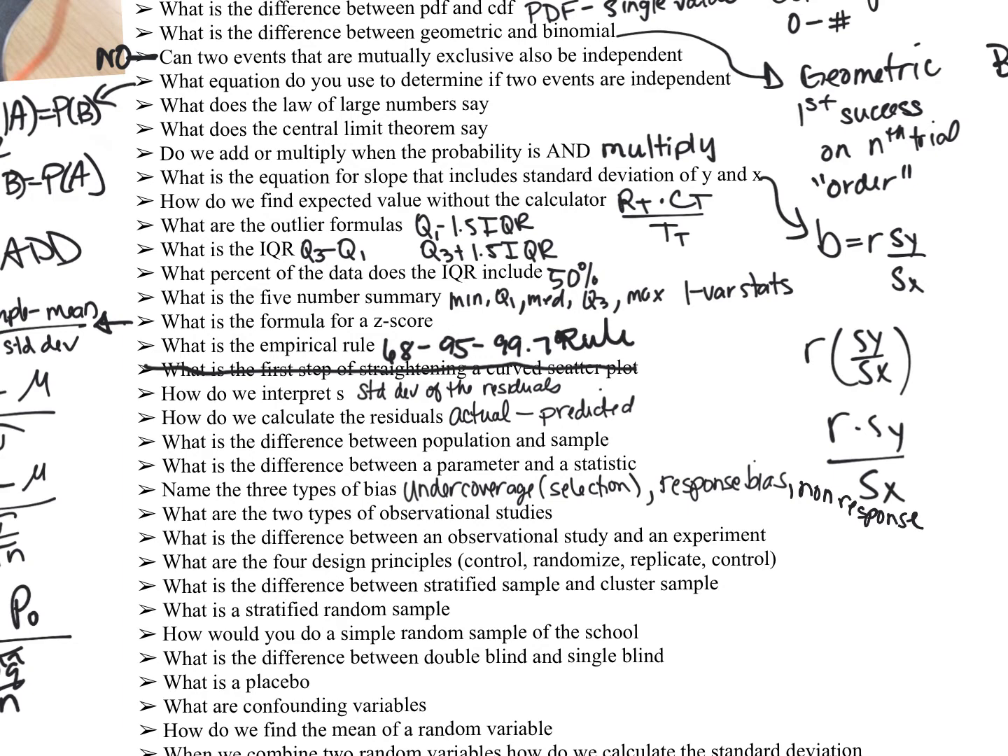What are the 2 types of observational studies? Prospective. Prospective is where you follow someone for 12 years and gather data as they live their life. And retrospective is where you look into the past and you gather data from past records.